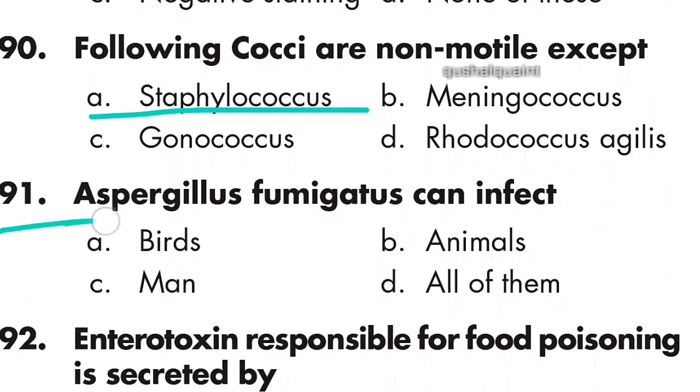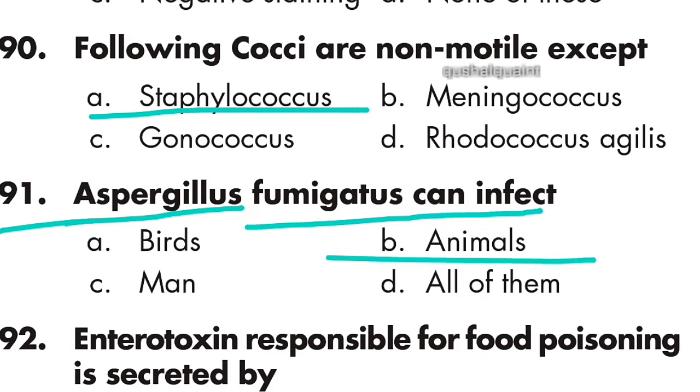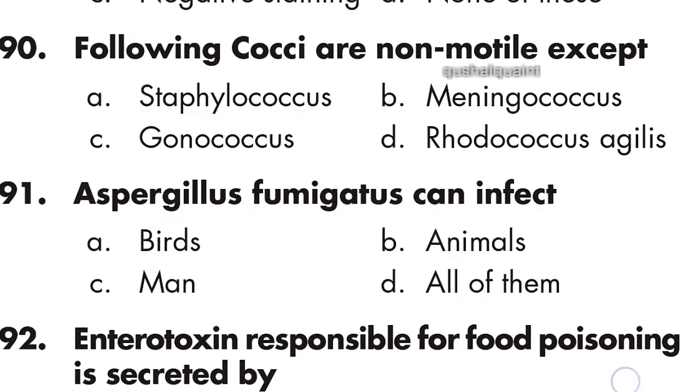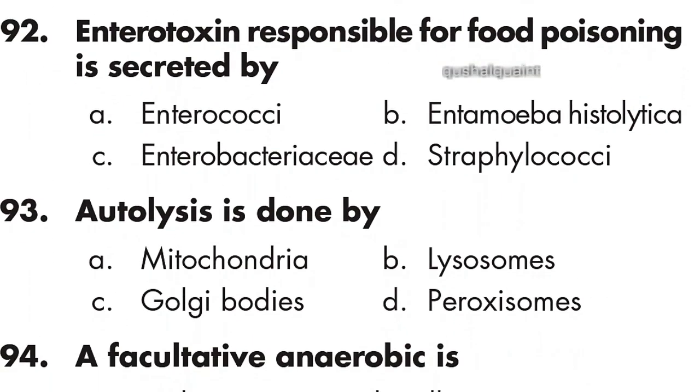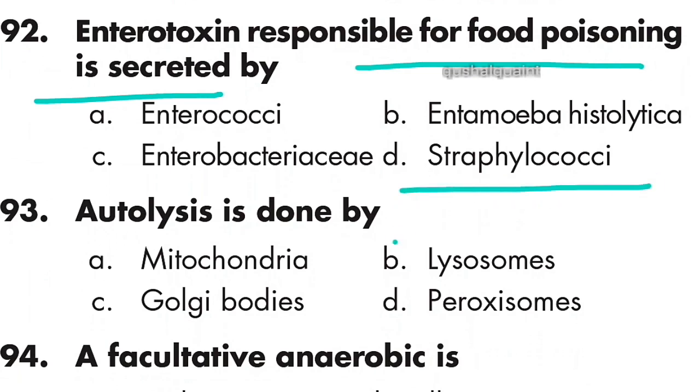Question 91: Aspergillus fumigatus can infect animals. Option B is right, animals. Question 92: the enterotoxin responsible for food poisoning is secreted by Staphylococci. Option D is right, Staphylococci.